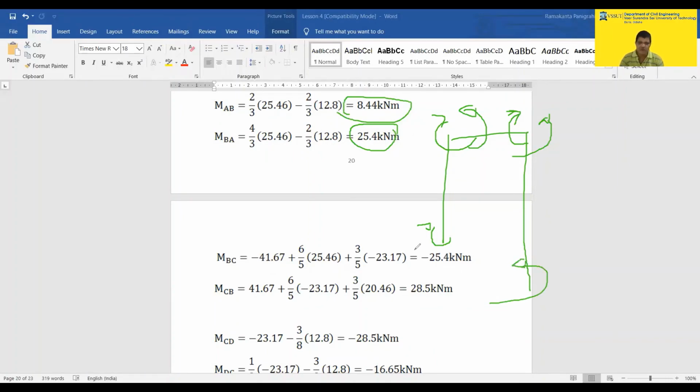So these will be your values. This is 8.44. This is 25.4, and this is also 25.4, right? This is 28.5, this is also 28.5, and this is 16.6. Okay. Now by taking this, you can draw the diagram.